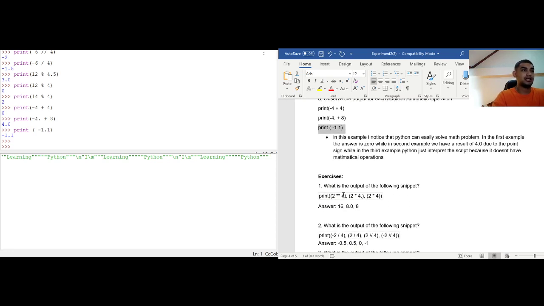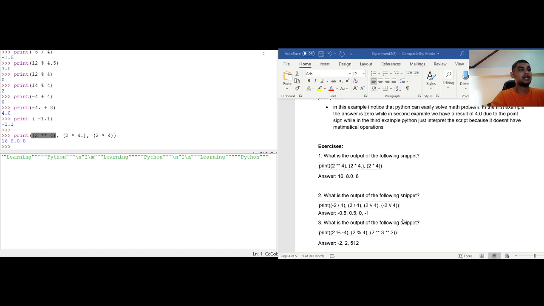So for exercise number 1, what is the output of the following snippet? The answer will be 16, then 8.0 and 8. So if we try that one in one string, we will come up with the answer of 16, 8.0 and 8. This is an exponential problem, with two asterisks and 4.